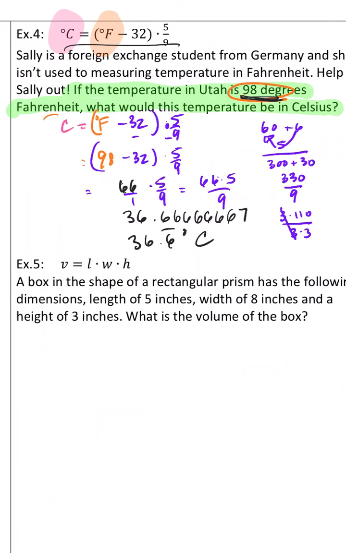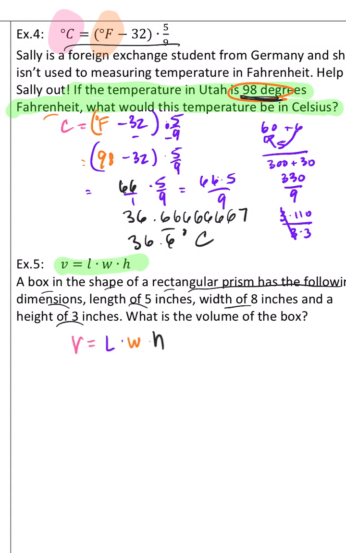Okay, this last one, this should be the simplest of all of them because it says a box in the shape of a rectangular prism has the following dimensions, right? That's our dimensions, and we just have to find the volume of the box. This is an important one for you to know in our class. You really need to know that formula, okay? So we're going to rewrite that formula. And we're just going to find those parts, right?